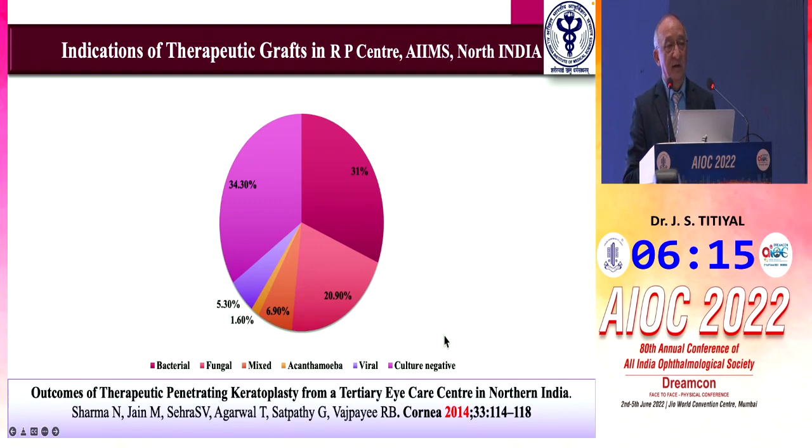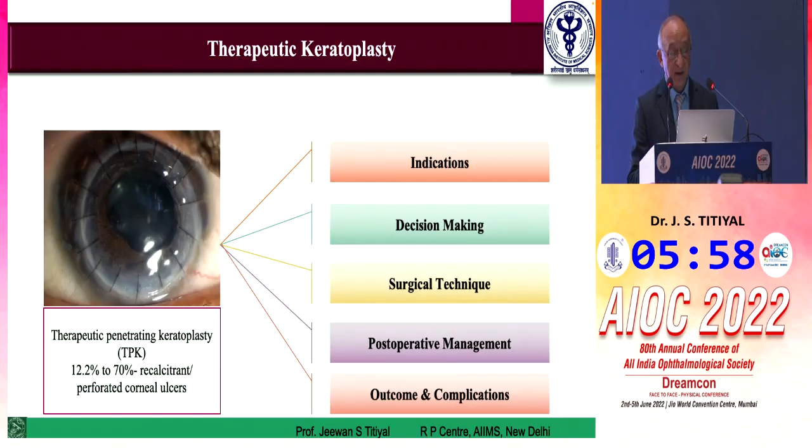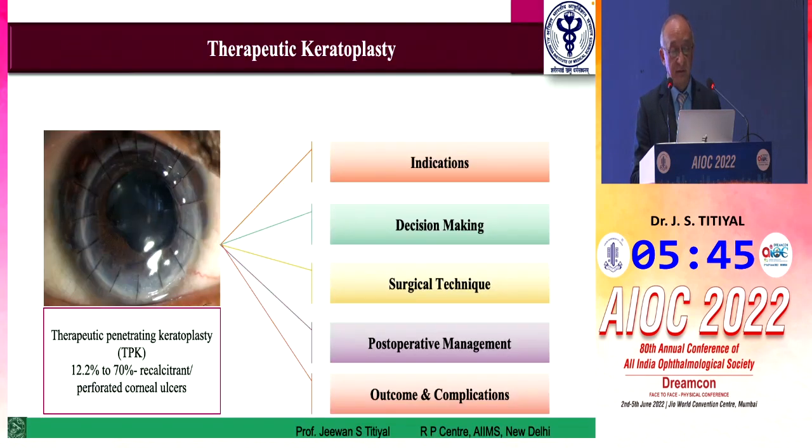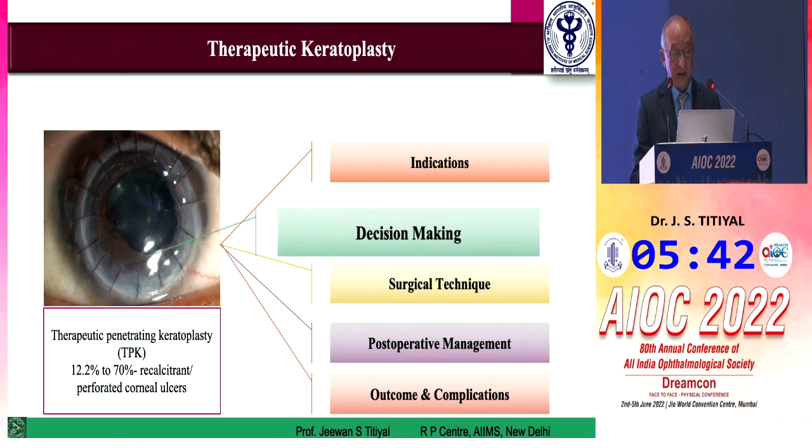Which are those cases where you have more chance of therapeutic keratoplasty being done? If you see here, almost 50% of cases are either bacterial or fungal in our group of cases. A very small number would be others like acanthamoeba and culture-negative patients. But if you look at the other area, which is around 34%, these are cases where we could not get any culture. So I consider these patients difficult to manage medically, and they may require a subsequent keratoplasty.